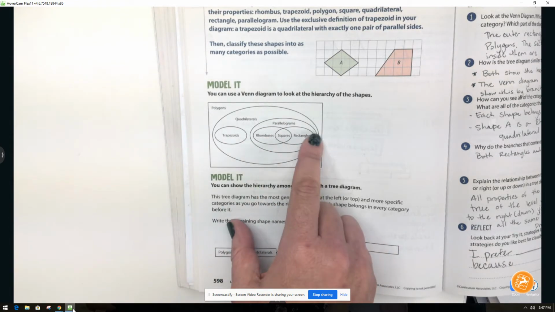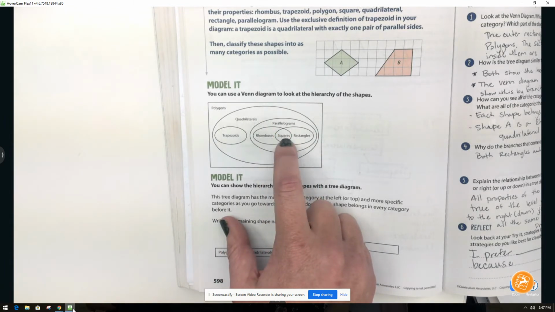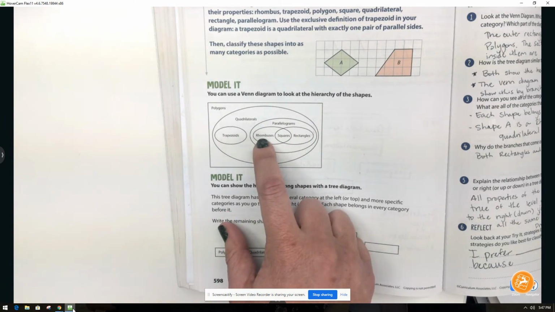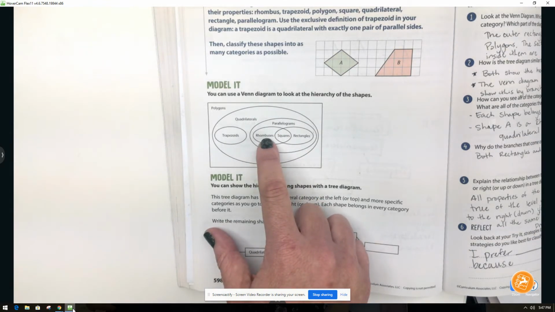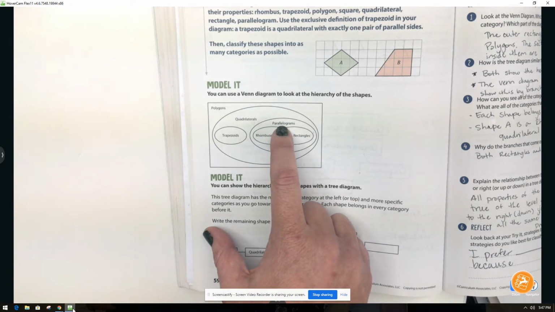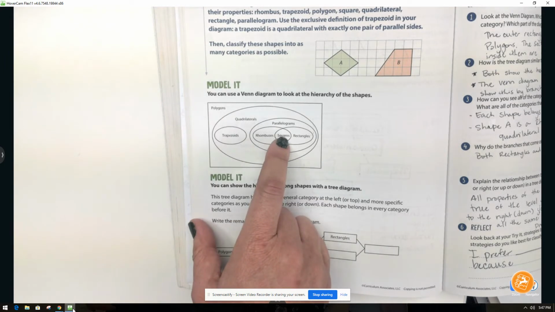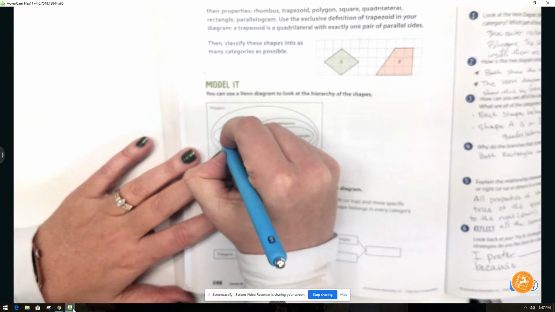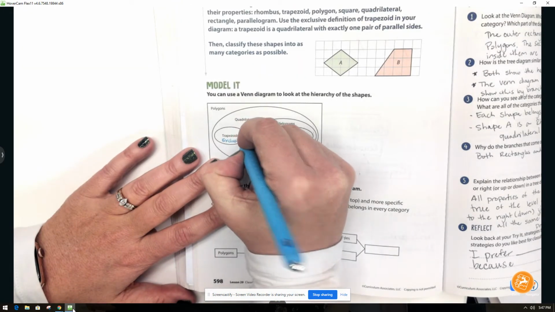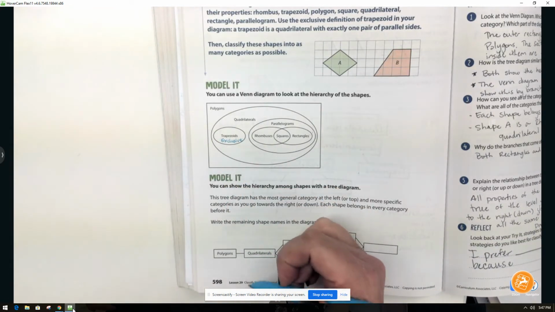And then all of these shapes inside of parallelograms can be classified as parallelograms. And then we have rhombuses, squares, and rectangles. So all squares are rhombuses, all squares are rectangles, all squares are parallelograms, all squares are quadrilaterals, and all squares are polygons. But squares are not exclusive trapezoids, because squares have two pairs of parallel sides and exclusive trapezoids only have exactly one pair.